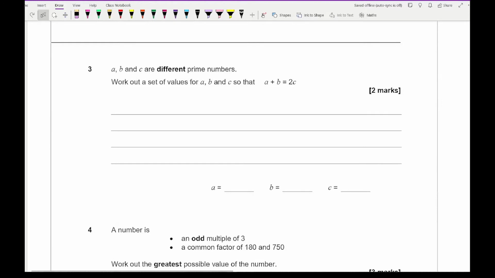Then looking at question 3b, it says a, b and c are different prime numbers. Work out a set of values for a, b and c so that a plus b equals 2c. There's a few combinations you could have.